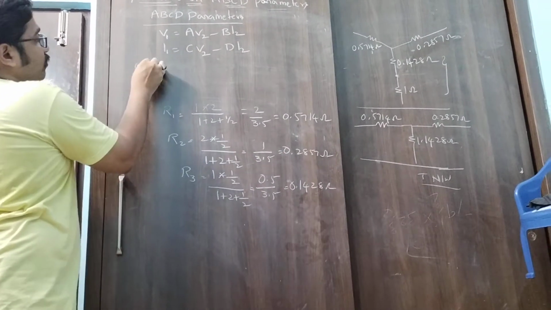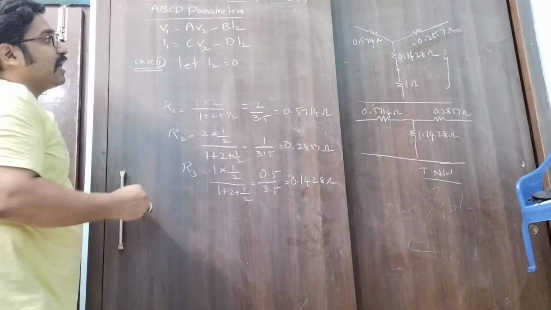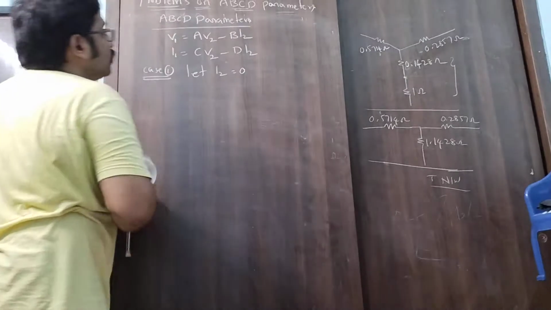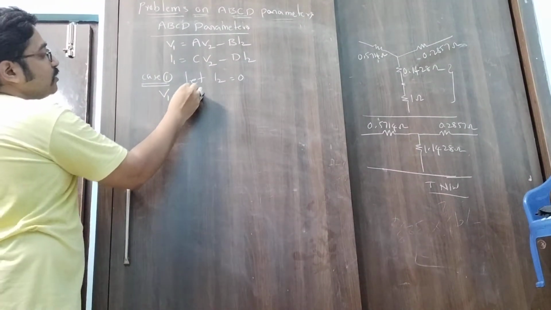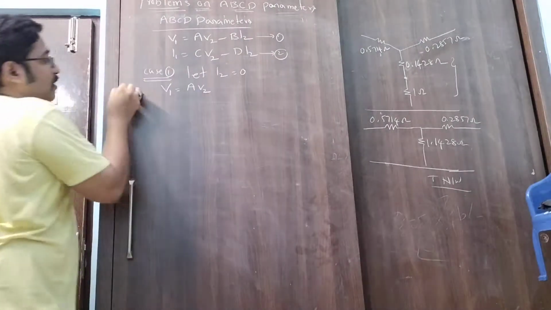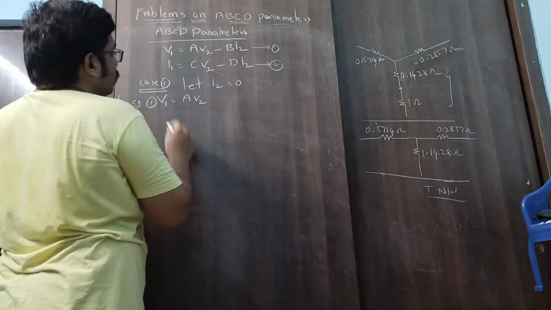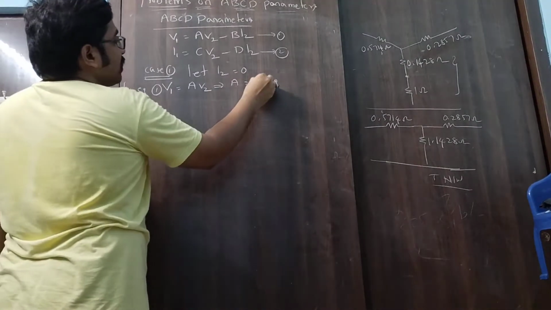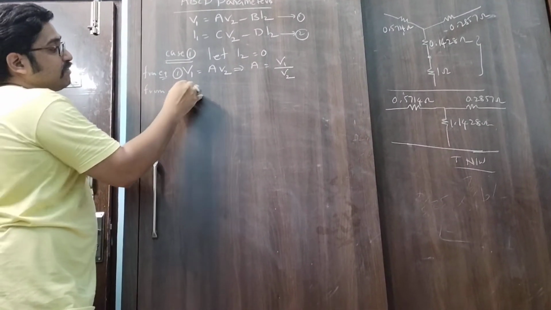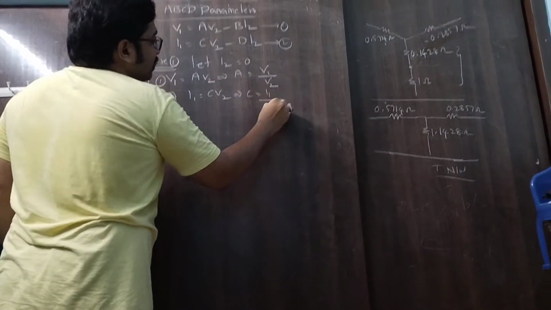Now, case 1: let I2 is equal to 0. When we make I2 equal to 0, you can easily calculate V1 is equal to A into V2 from this equation. This is equation number 1 and this is equation number 2. So from equation 1, V1 is equal to A into V2. From here you can calculate the A parameter, that is A is equal to V1 divided by V2. From equation 2, you can calculate I1 is equal to C into V2, so C is equal to I1 divided by V2.